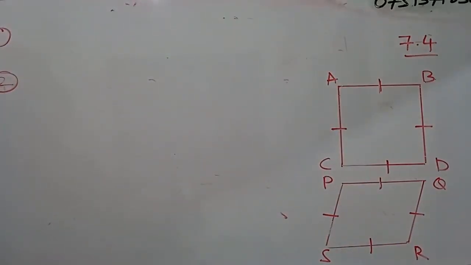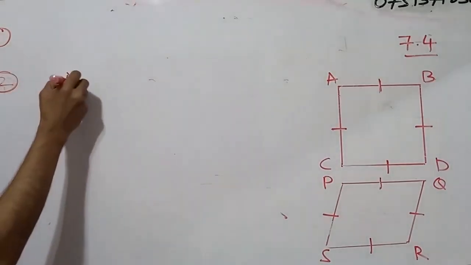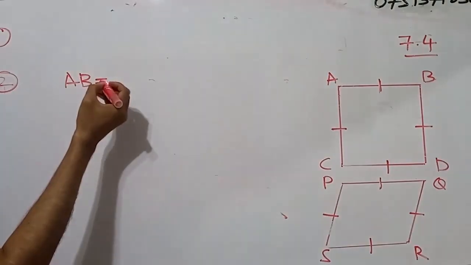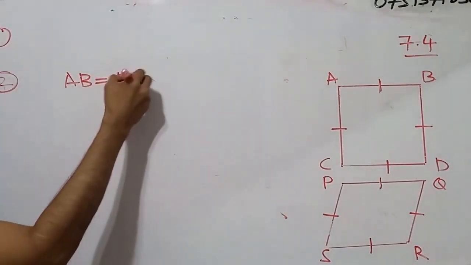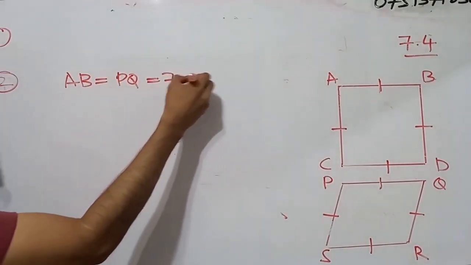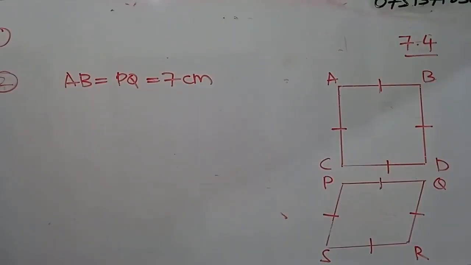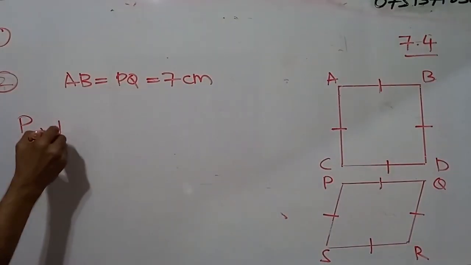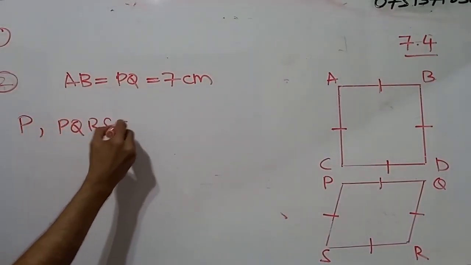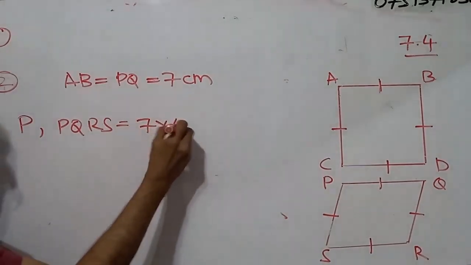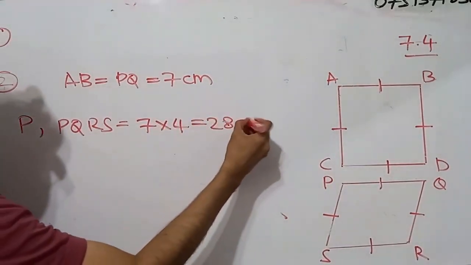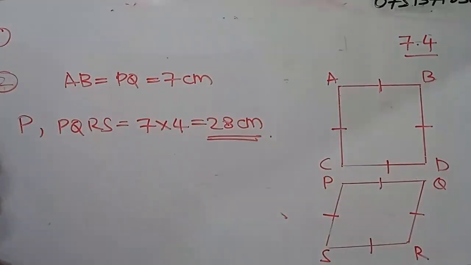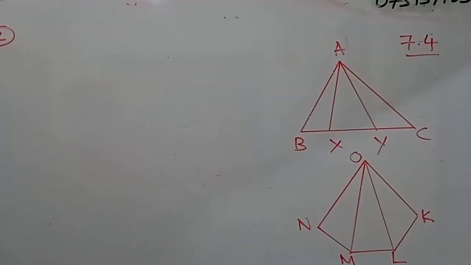Part 2. If AB is 7 centimeters, find the perimeter of the rhombus PQRS. Right. So AB is equal to PQ now. So the value is given to us as what? 7 centimeters. So what is the perimeter of PQRS? 7 into 4, which is 28 centimeters. Don't forget the unit.